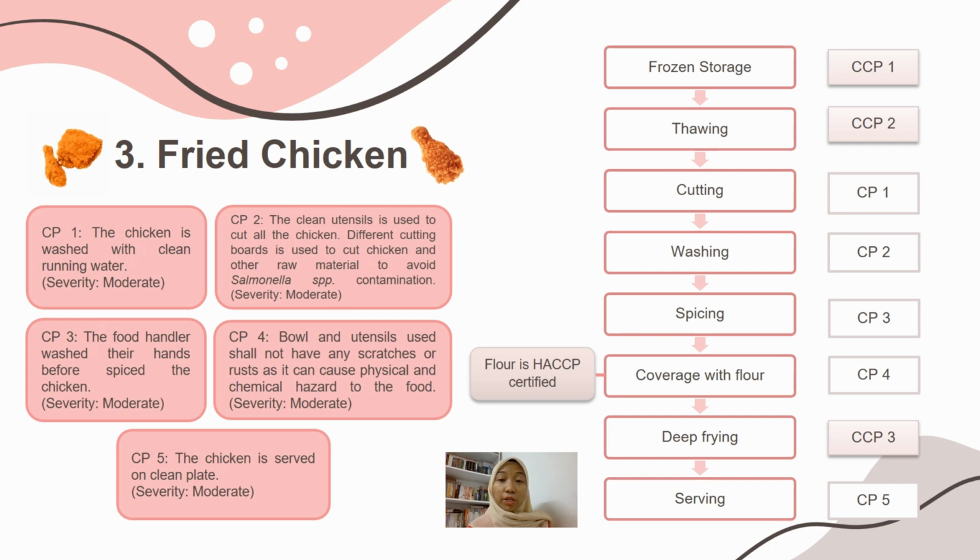So for the next menu is fried chicken. There are only 3 CCP. The first CCP is frozen storage, the second is thawing, and the third one is deep frying.